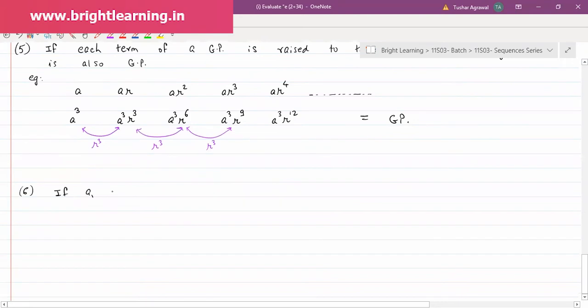If A1, A2, A3, A4 and so on are in geometric progression, then log of A1, log of A2, log of A3 and so on are in arithmetic progression.